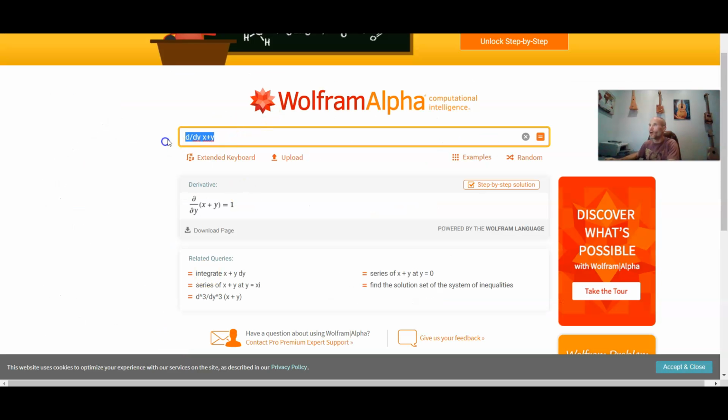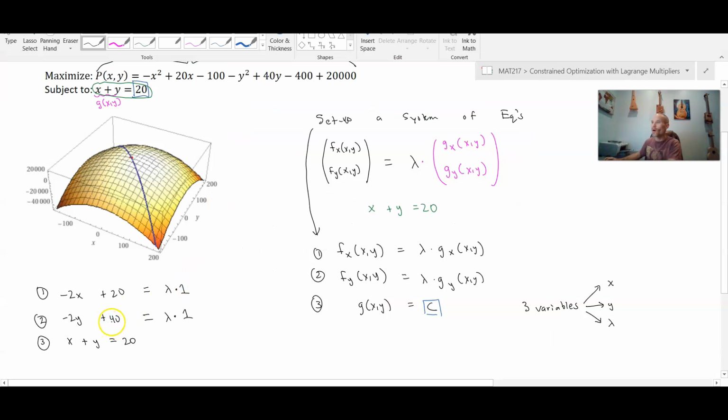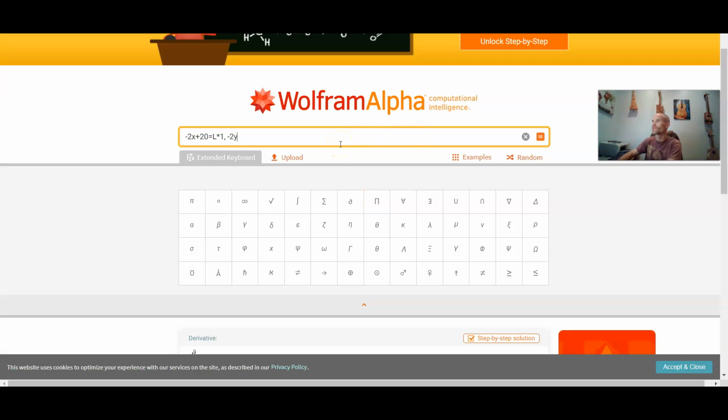So now what I'm going to do is solve this system: negative 2x plus 20 equals lambda. Okay, how do we get a lambda in here? Well, I like to just use a capital L. You can also use the extended keyboard here, and you can find the symbol lambda, which is, where is it? Lambda is here. You can see that says lambda, or you could actually type in the word lambda, but we can just use L times 1, and then we have negative 2y plus 40 equals lambda, and then x plus y equals 20.